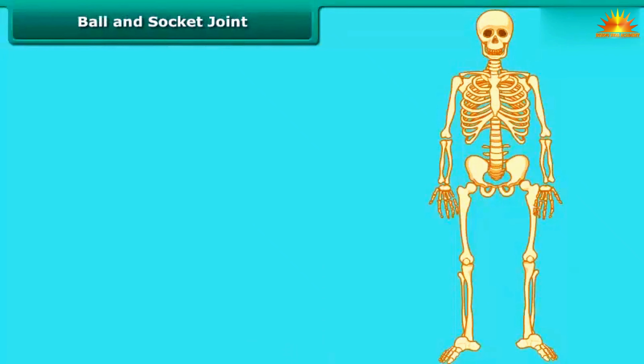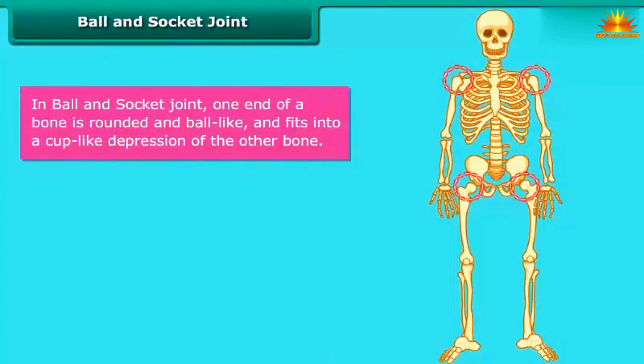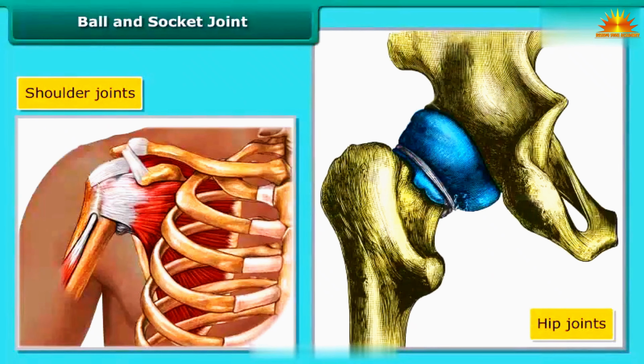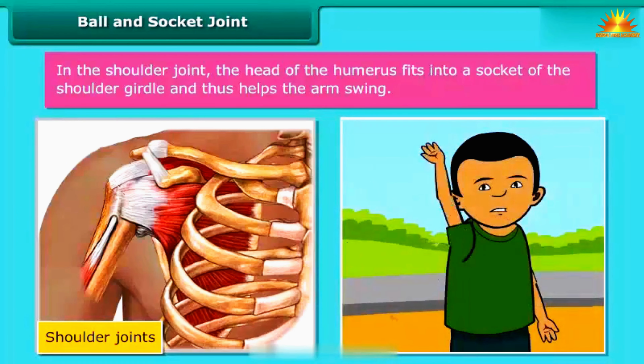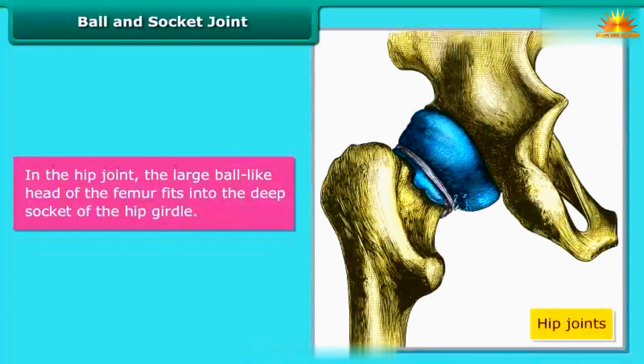Ball and socket joint. In a ball and socket joint, one end of a bone is rounded and ball-like and fits into a cup-like depression of the other bone. It provides movement in any direction. Shoulder joints and hip joints are examples of ball and socket joints. In the shoulder joint, the head of the humerus fits into a socket of the shoulder girdle and thus helps in arm swing. In the hip joint, the large ball-like head of the femur fits into the deep socket of the hip girdle.